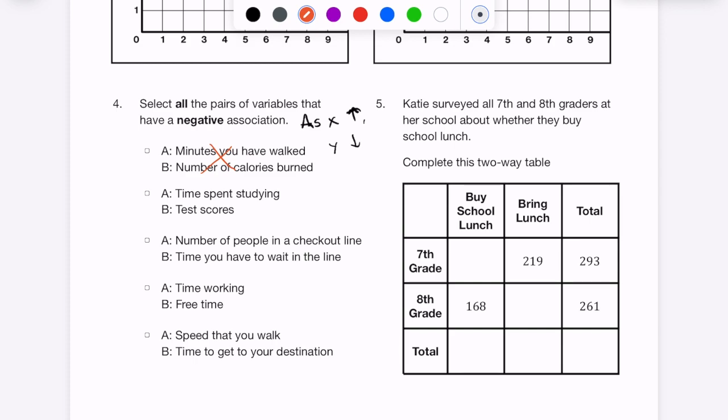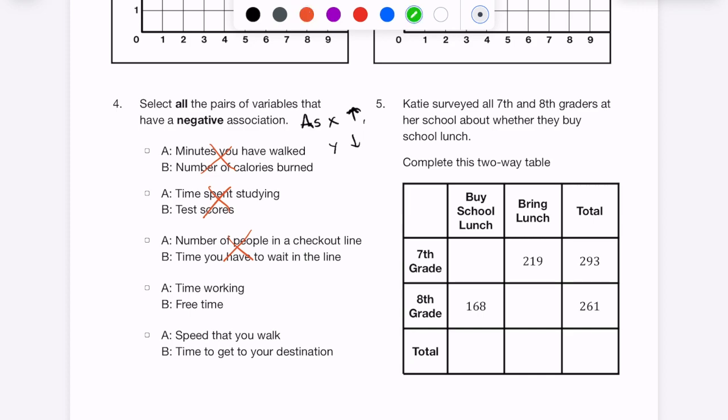Okay, the next one, as time spent studying increases, test scores also increase. So that is what would happen. Test scores would also increase. So this is a positive association, not a negative association. The more you study, the better you do, in general, on average. For the next one, as the number of people in a checkout line increases, is it true that the time you have to wait in the line decreases? No. The more people in line, the more you have to wait. So again, this would be a positive association.